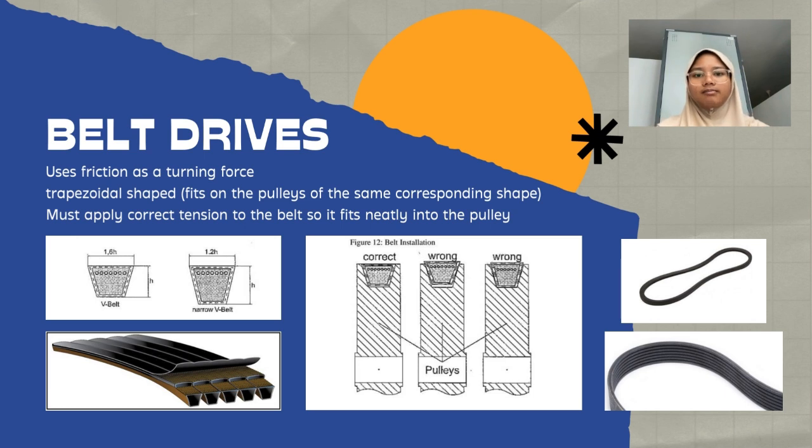So first off is belt drive. Belt drive uses friction as its turning force and it has a trapezoidal shape. This belt drive has two types, which are V-belt and narrow V-belt. V-belt is used for light duty, while narrow V-belt is used for heavy duty. This V-belt must be put with the correct tension into the pulley, or it may go wrong. Another factor for the belt drive not fitting into the pulley is that it's not put in with the correct tension, or it could be the wrong size.